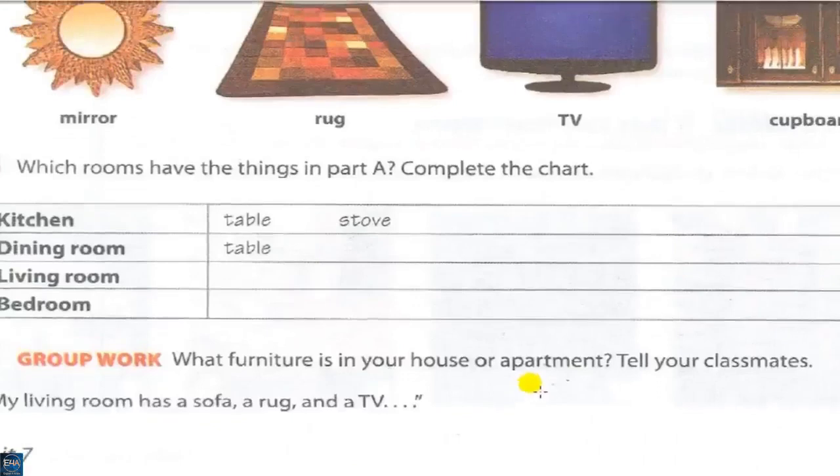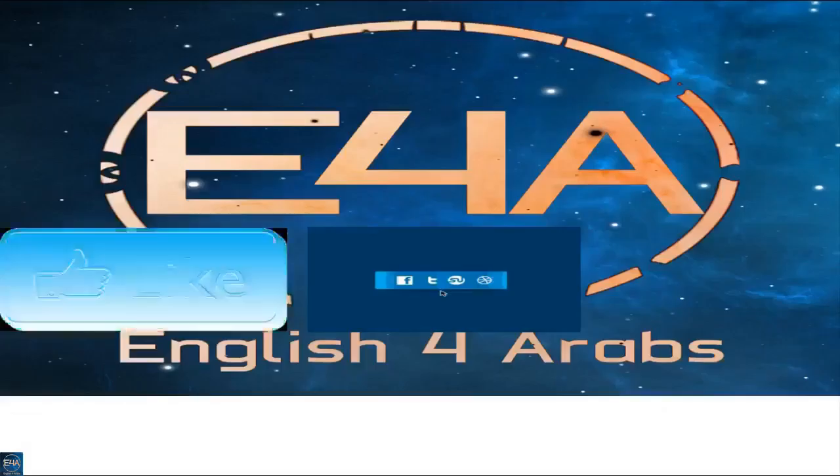Unit 7, part 1, homework. Homework number one, study by heart the vocab book. Number two, listen, listen, listen and repeat. Number three, you answer three pages of the workbook, the first three pages of the exercises of the workbook.